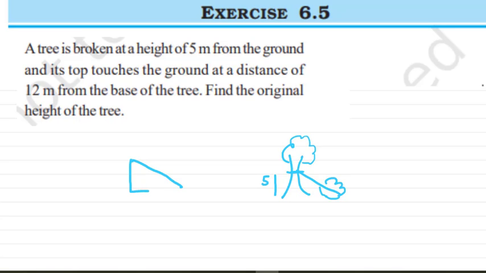So that means this is the base, and from the base it is at a distance of 12. So here this part is 12 meters and this part is 5 meters. So now we have to find out the original height of the tree. So original height of the tree will be this distance, we don't know. So if we will be able to find out this distance x, then we can find out the height of the tree.